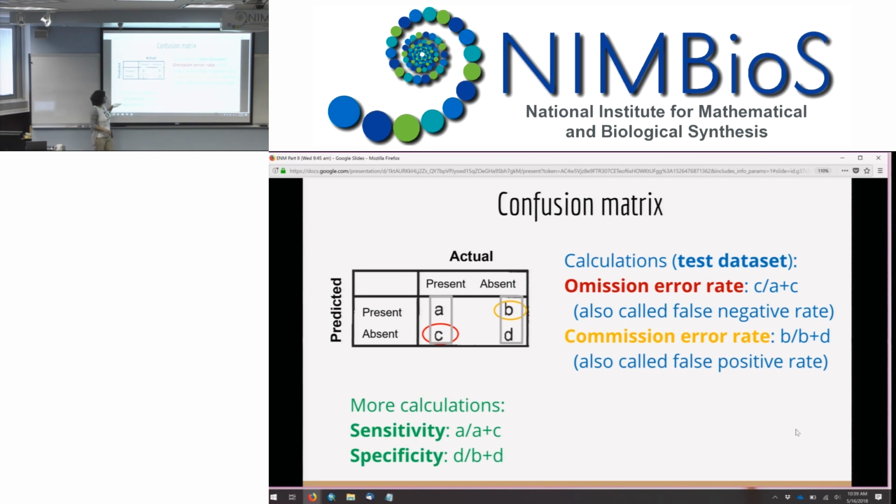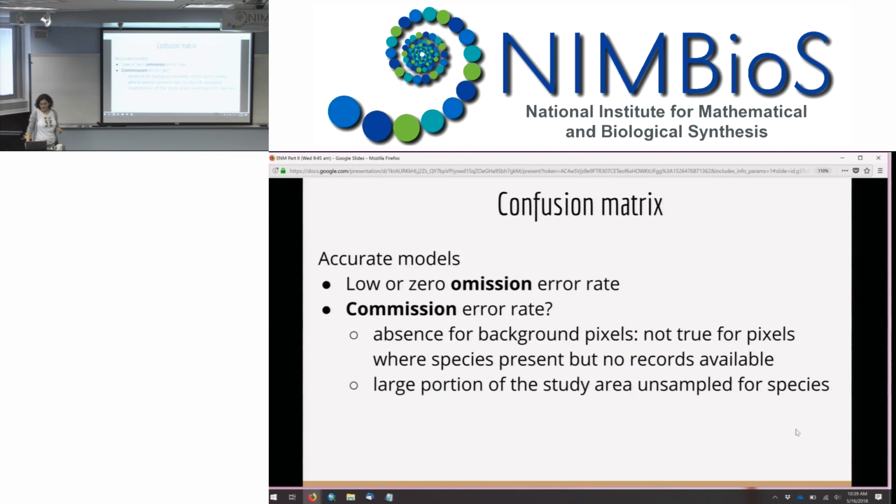But this means if I have high sensitivity and high specificity, it means that the model is winning, the model is correctly predicting presence is present and absence is absent. If I have high omission error rate and high commission error rate, it means that the model is failing. It's predicting absent a lot of presences and present a lot of absences. Okay, anything else? Okay, so yes, what we want is low or zero omission rate, of course, because that's an error rate.